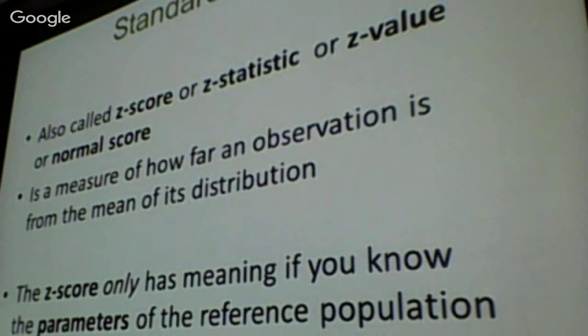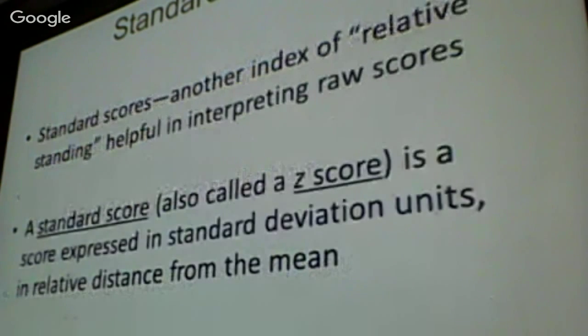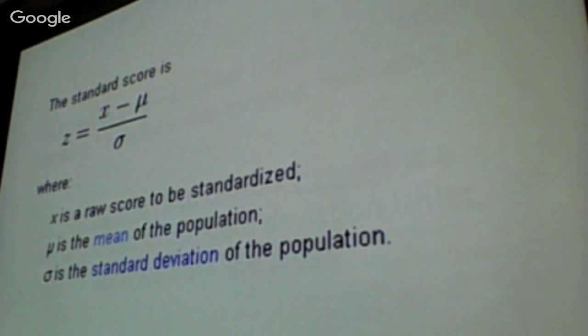So yes, you need to know these parameters, standard deviation and mu. Okay, so a standard score is an index of relative standing, right? Z-score, standard score, same thing. It's expressed in the number of standard deviations. And this is the formula for a standard score or a z-score.